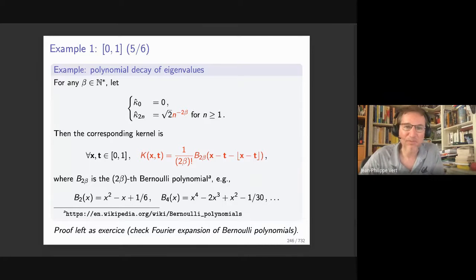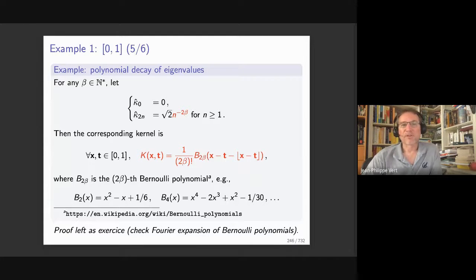There is a link to a Wikipedia page here, but it's just a set of polynomials with understood coefficients. So the message here, you don't have to remember the details, but you see that starting from the eigenvalues, and the eigenvalues can be useful to have in mind, we'll see why later, we can define the kappa hat. And from this kappa hat, we obtain a formula for a positive definite kernel K of x, t, right?